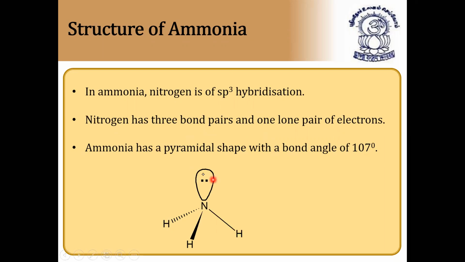It has three bond pairs and one lone pair. Due to the presence of lone pair, the bond angle is decreased from 109 to 107 degrees, and the shape is expected to be tetrahedral as it is undergoing sp3 hybridization, but it takes the pyramidal shape. It takes the shape of what? Pyramidal shape. I hope it is clear.